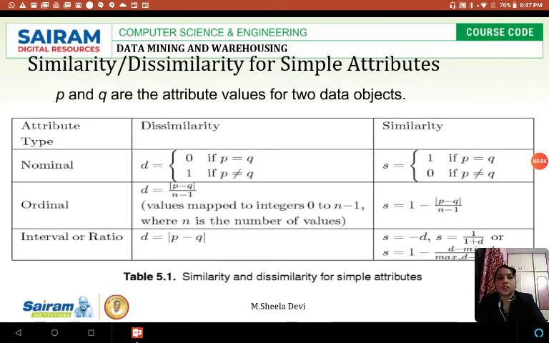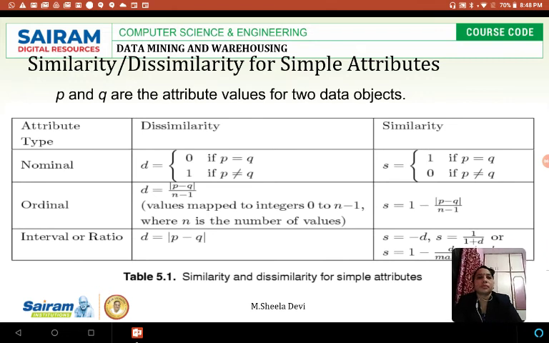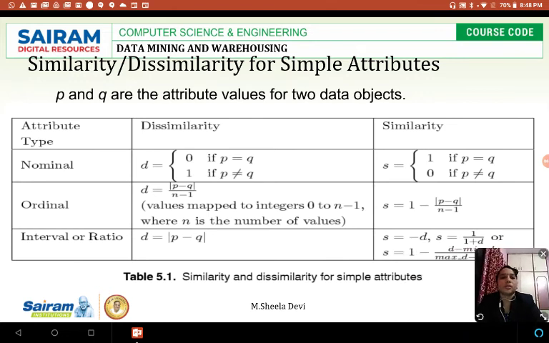Next, for the interval or ratio, the formula is D equal to |P minus Q|, and for the similarity, S is equal to minus D, S is equal to 1 by 1 plus D, or S is equal to 1 minus (D minus min D) by (max D minus min D). This is the formula for calculating the similarity.